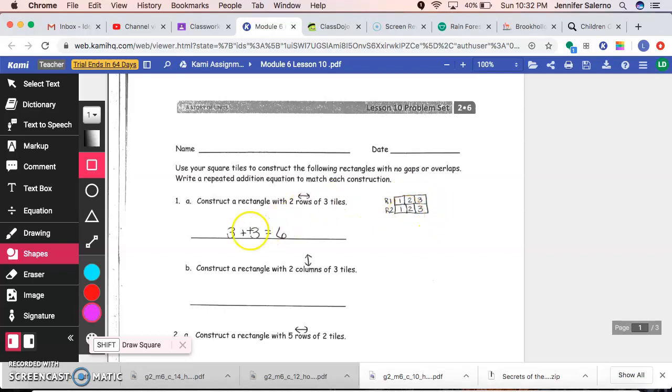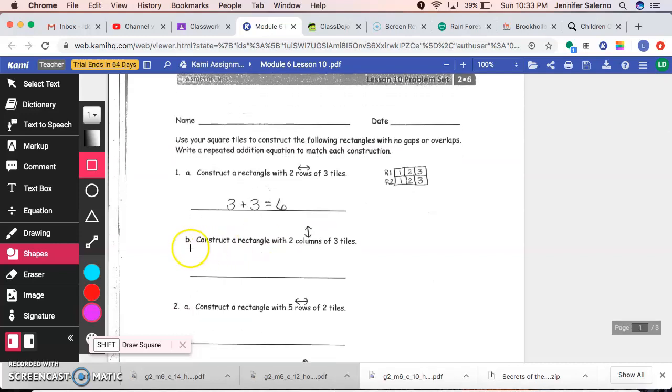And then I just need to, on the line, write a repeated addition sentence to show how much I have in my array, okay? So because I had to do rows, it would be 3 plus 3 equals 6. Because it told me to make 2 rows, it would not be 2 plus 2 plus 2. That would not be the correct repeated addition. When it tells you by rows, you have to make your repeated addition by rows, 3 plus 3. So you also have to be careful with that, okay?